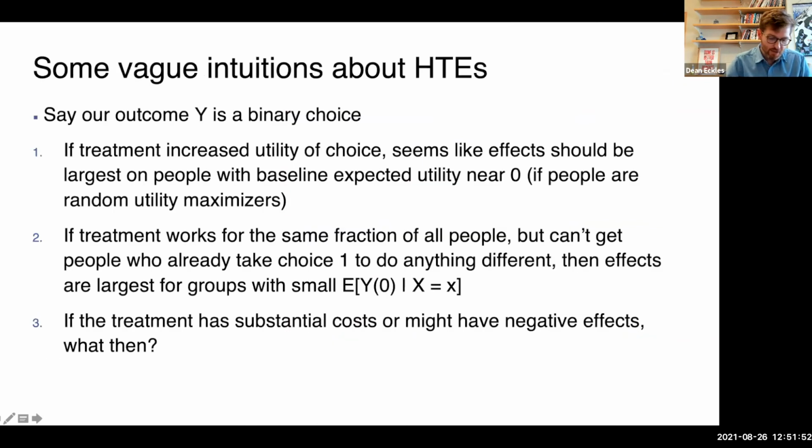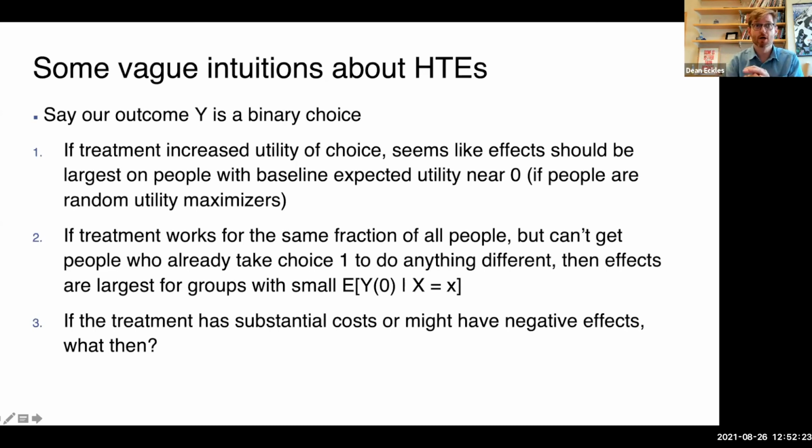Another theory of heterogeneous treatment effects that is basically falsified in this case is if the treatment works for the same fraction of all people, any type of person, it has a 10% chance of working on them, but it can't get people who are already taking the action, that is submitting their FAFSA forms, to take it, then effects should be largest for groups that have a small probability of taking the action. That seems to be falsified here, right? And actually that seems to be falsified in a bunch of other settings related to churn management.